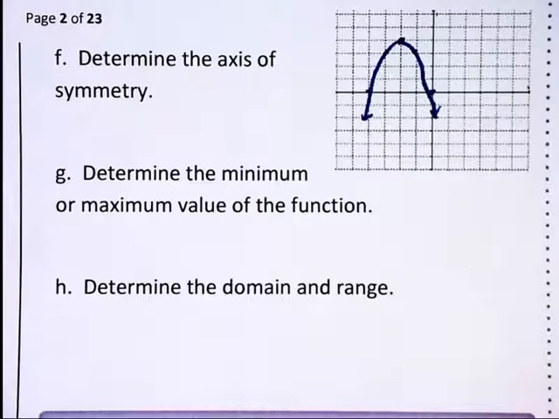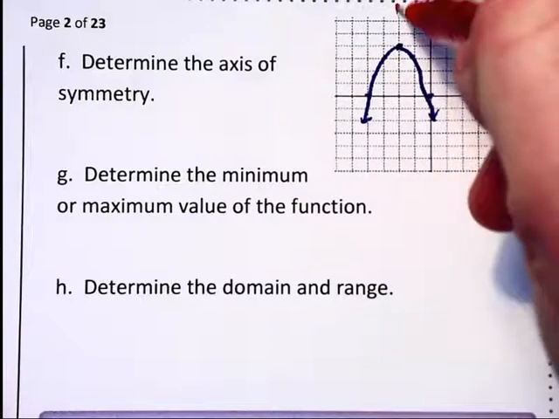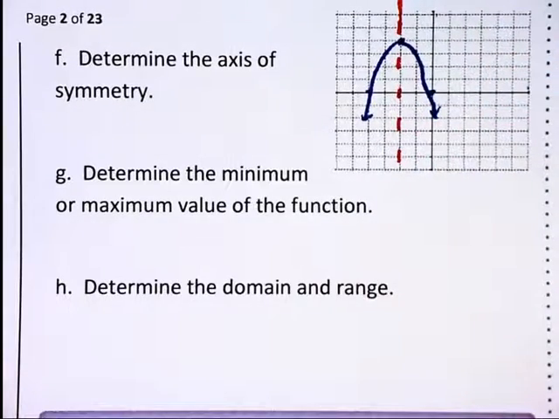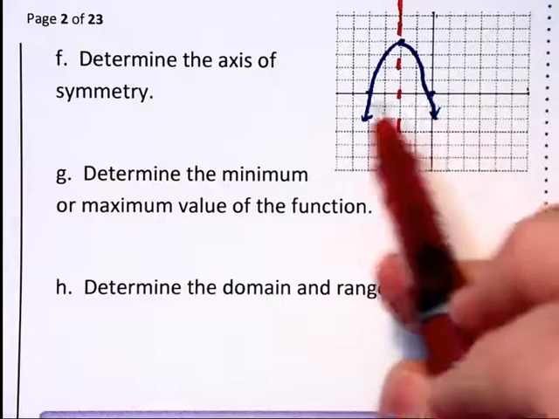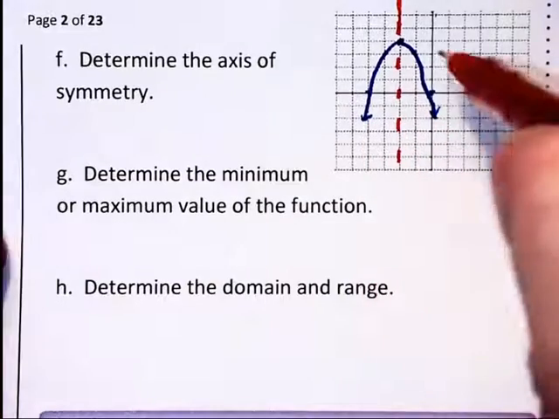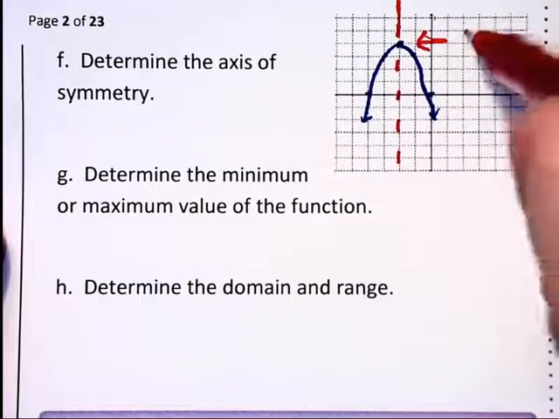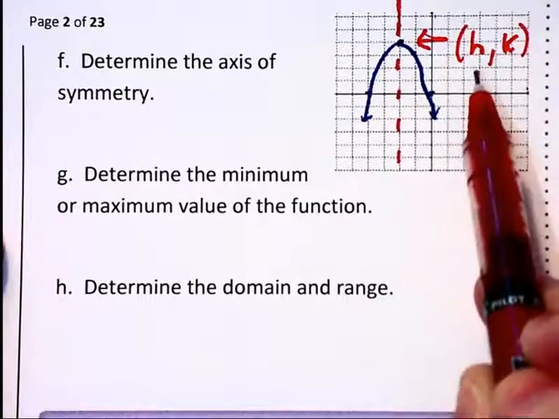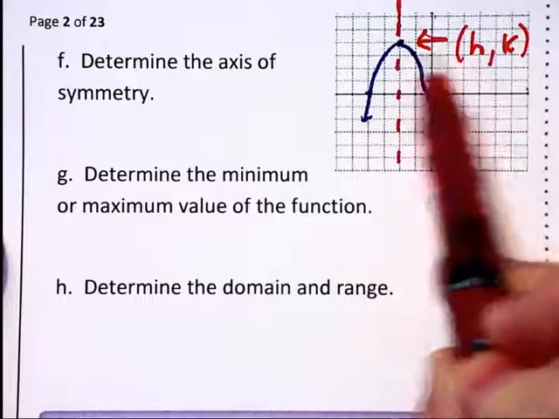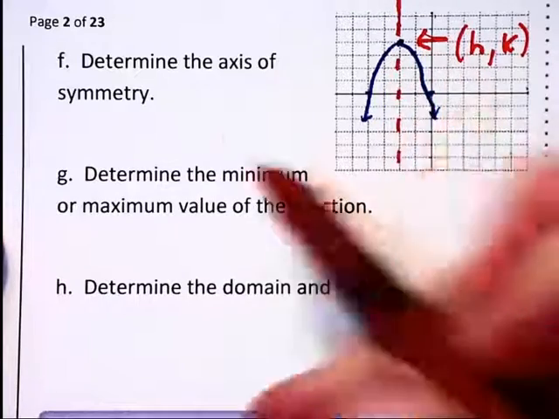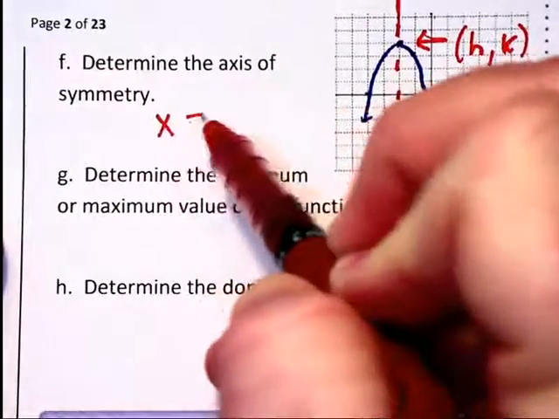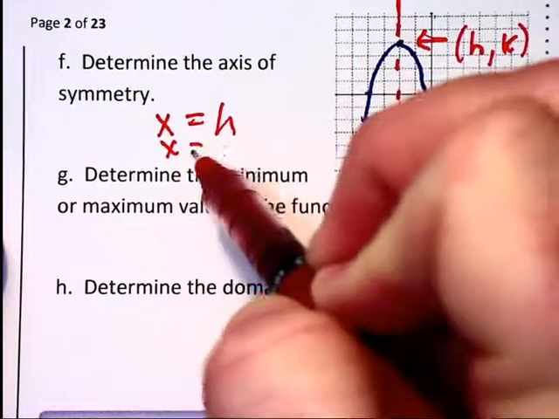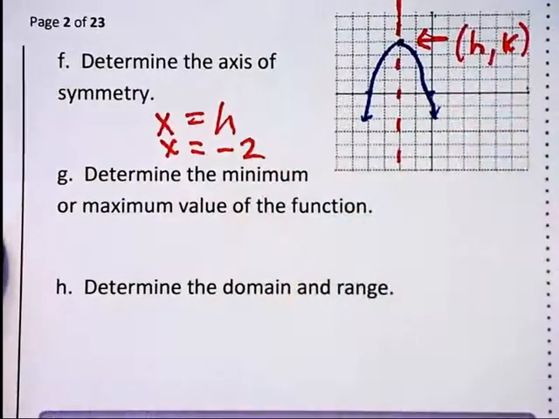Now let's identify the axis of symmetry. The axis of symmetry is the line which we can draw through the vertex of the parabola, which gives us a mirror image on each side. And if we remember that this vertex is our point (h, k), the h value will always be part of our axis of symmetry. We will have the vertical line x is equal to h, which in our case will be x is equal to -2.